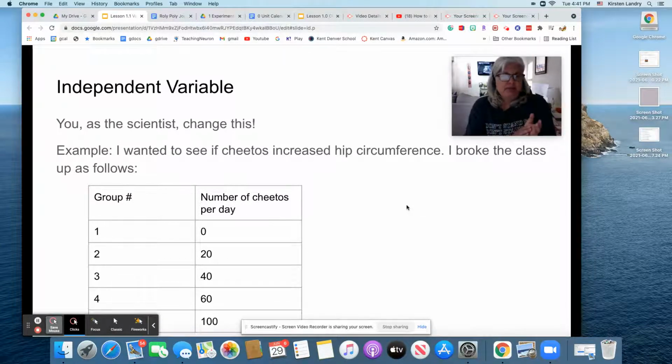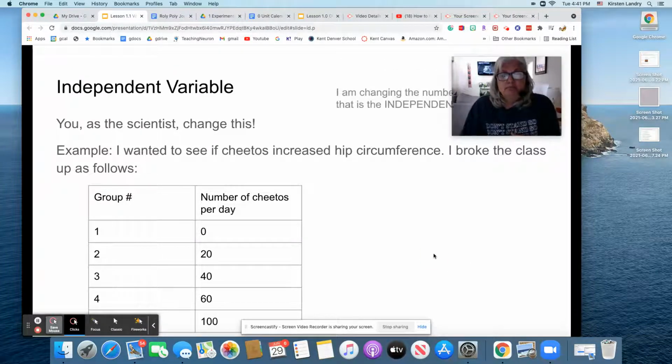So I have an example on here of an experiment. You guys know I love Cheetos. So I wanted to see if eating Cheetos increased hip circumference. So I broke the class up as follows. So you can see this here with this group. I have 5 groups, and each day they eat different amounts of Cheetos. So group 1 ate no Cheetos. Group 2 ate 20 Cheetos a day. Group 3 ate 40, so on and so forth. And I would do this for a while and then hopefully see if it made a difference.